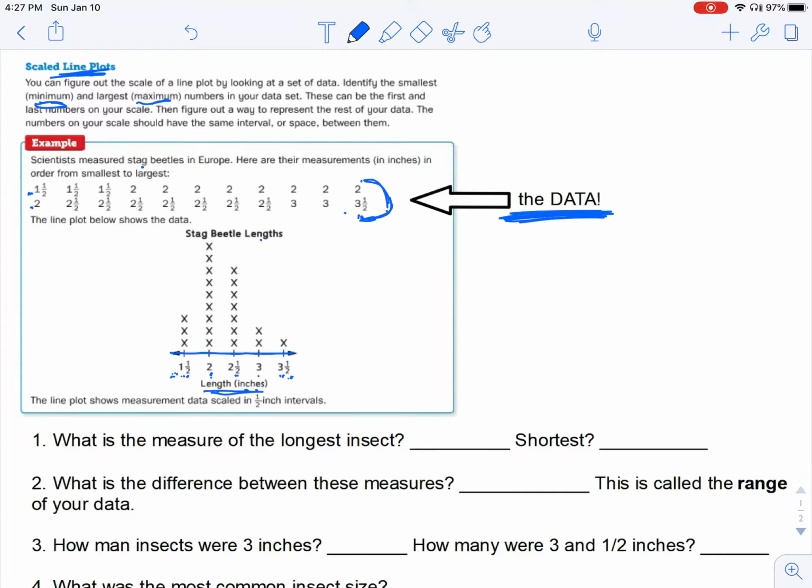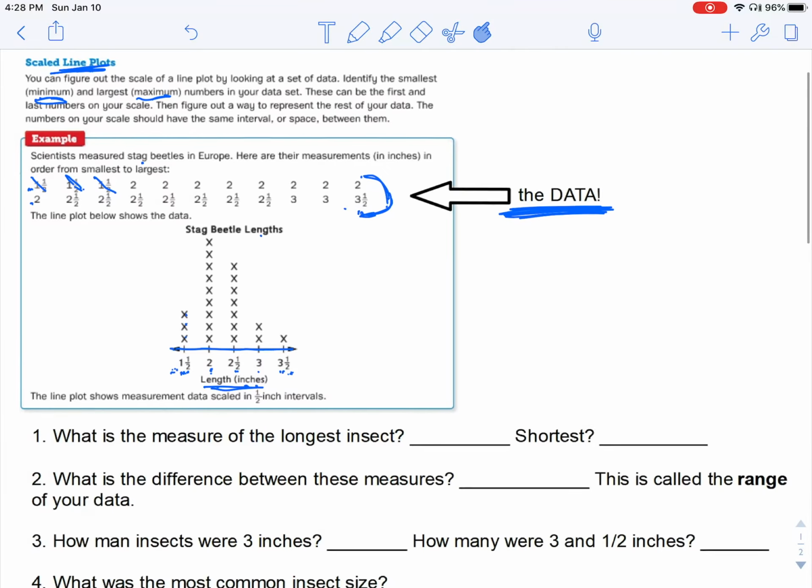And then each time you had a stag beetle that was 1.5, you mark an X on the line plot, right? So we could see we have 1, 2, 3 X's because there are 1, 2, 3 instances that a stag beetle was 1.5, and so on and so on. You're going to get some practice today plotting data and actually making these X's, but in this example, it's done for you.